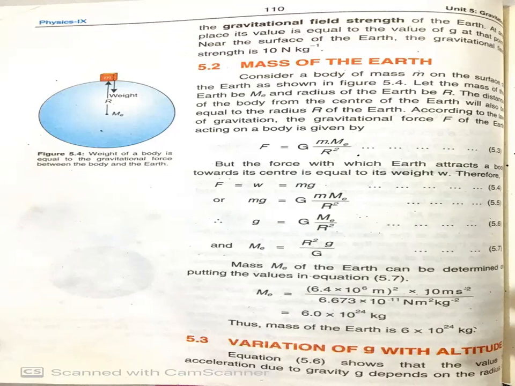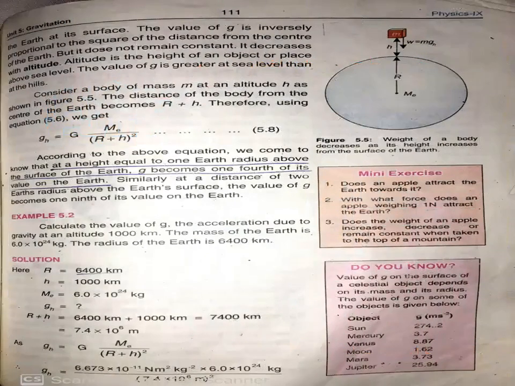Then 5.3, variation of g with altitude. This topic says that as we go up and up, the value of acceleration due to gravity decreases. It means the value of g depends upon the altitude. The more the altitude, the lesser the value of g. The lesser the altitude, the more the value of acceleration due to gravity.